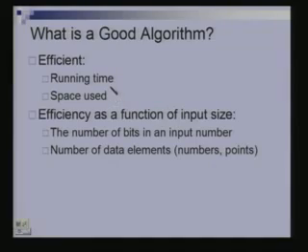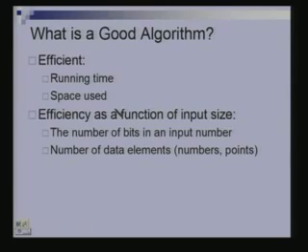Most of our time we would be spending with running time, really. Space, of course, we will also be analyzing, but most of the time would be spent worrying about the running time of our algorithm. And we would be interested in the efficiency of algorithms as a function of the input size.